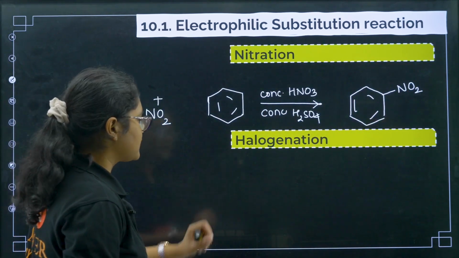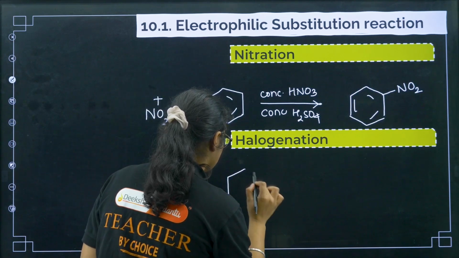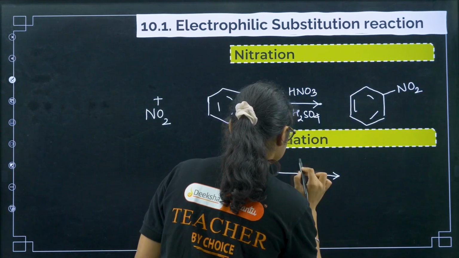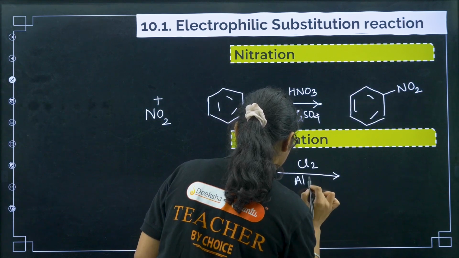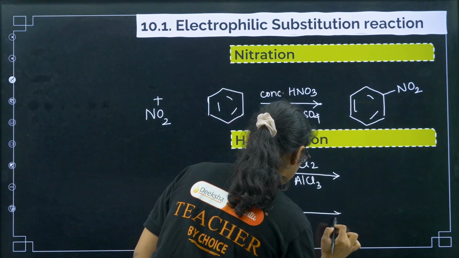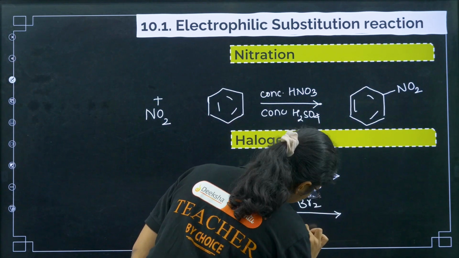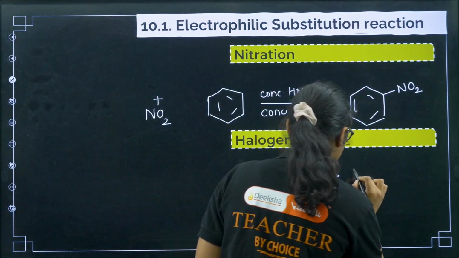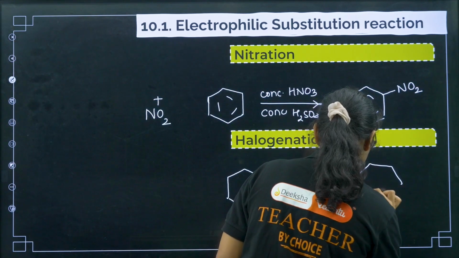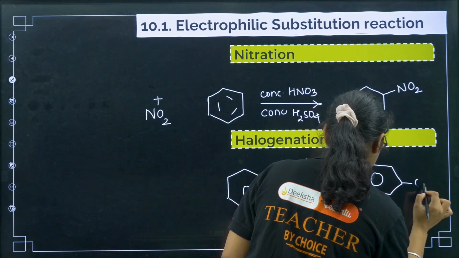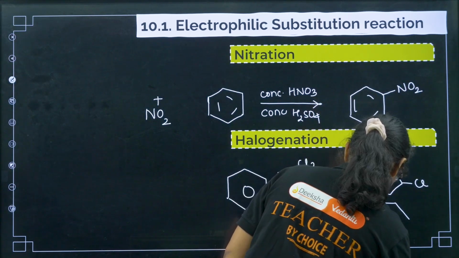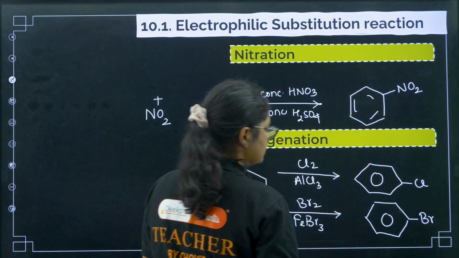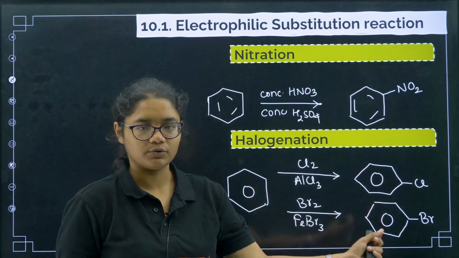Okay, next coming to halogenation reaction, means if you want to add any halogen. So if I take for example Cl2 in presence of AlCl3, or if I take Br2 in presence of FeBr3, then what will happen? I will get chlorine group attached here and I will get bromine group attached here. Okay, so this is bromination and this is chlorination.